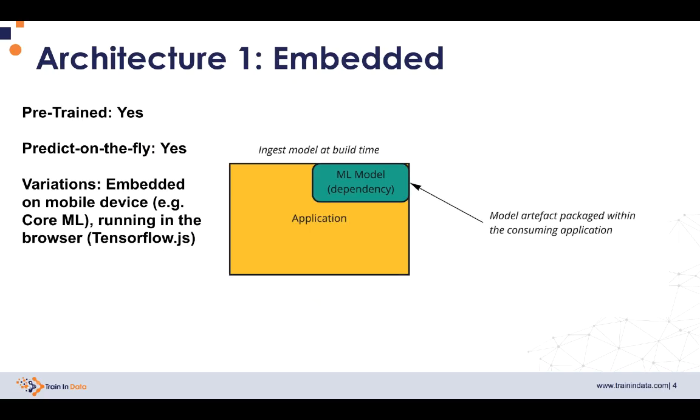The first architecture we'll look at is the embedded approach. In this scenario, we embed the trained model as a dependency of our application. So in short, we either install the model in our application, for example via pip install my model, or we pull the trained model into the application at build time from some file storage like AWS S3. The application is then able to make predictions on the fly by calling this pre-trained model that it has access to, and it does this within some process that it controls, hence the on-the-fly moniker.